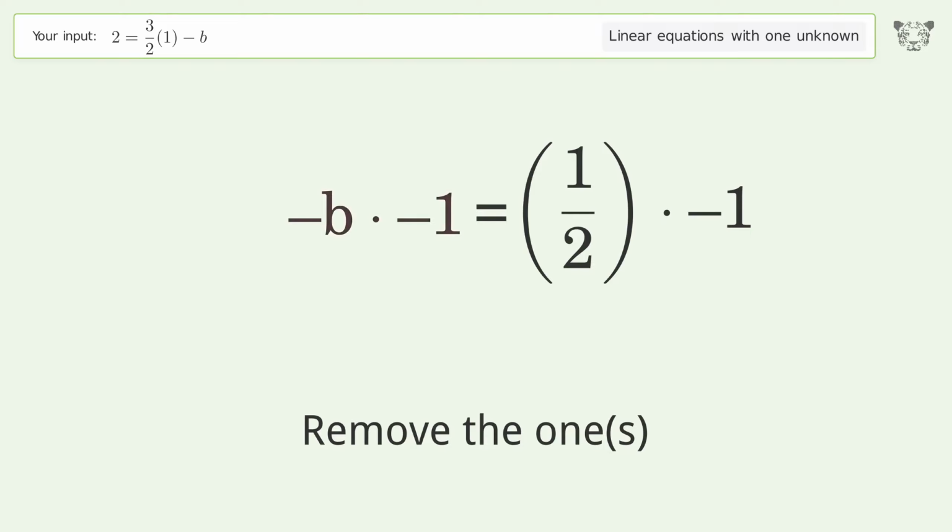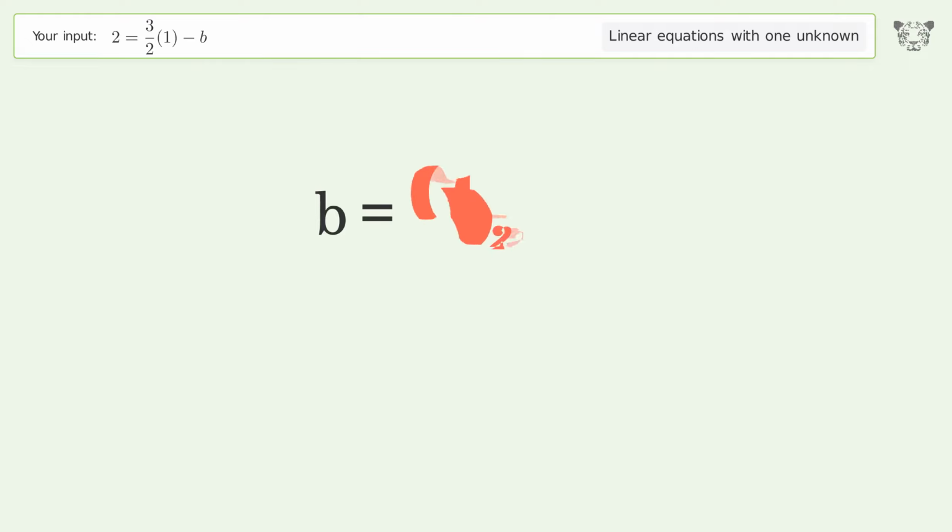Remove the ones. And so the final result is b equals -1/2.